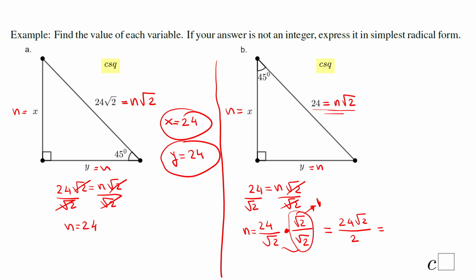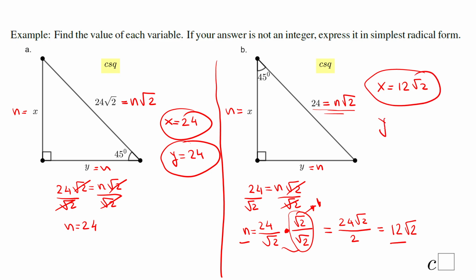One last thing we can do here in order to find n is simplify. 24 divided by 2 is 12. 12 square root of 2. So now we have this n. That means we have x, because x is nothing else than n, if you remember. So it's 12 square root of 2.